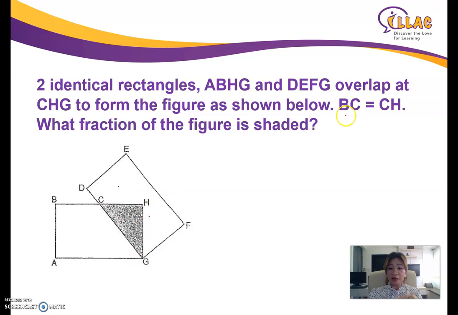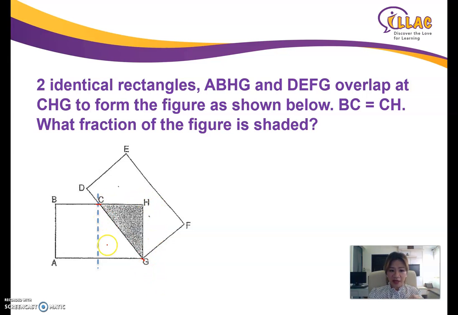Okay? But they tell you BC equals to CH. What does that mean? BC equals to CH, that means this is a midpoint that they're cutting down, isn't it? Because they are equal. And what do you see? You see that if this is the midpoint, and this cuts from one point to another over here, it will tell you that CHG is half.